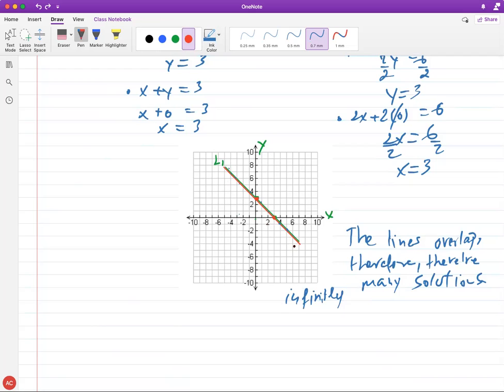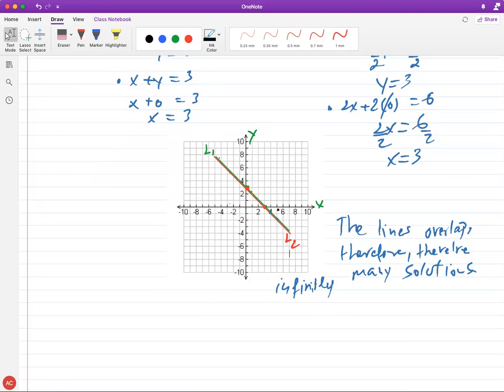Okay, so this is line 1, and line 2 is the red one. And that's basically how you solve systems using graphing. Like I said earlier, we're going to have 2 other methods of solving this without the graphs, just solving equations. So algebraically solving linear systems. We're going to learn that in the next couple of classes.